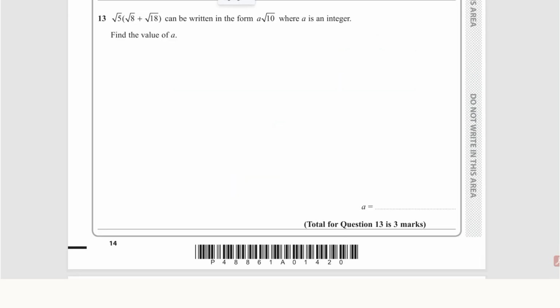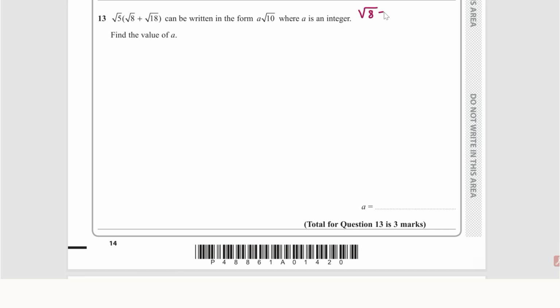For our next question, we're given this equation, root 5 bracket root 8 plus root 18 bracket, and we need to show that this can be written in the form a root 10, where a is an integer. Now we know, again, we need to just multiply this out. But just like the previous questions, I can see that we can actually simplify these two surds before moving on. So we can go ahead and simplify first before multiplying out.